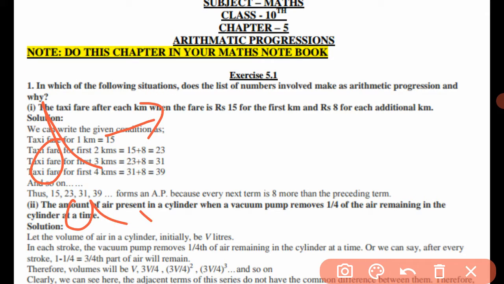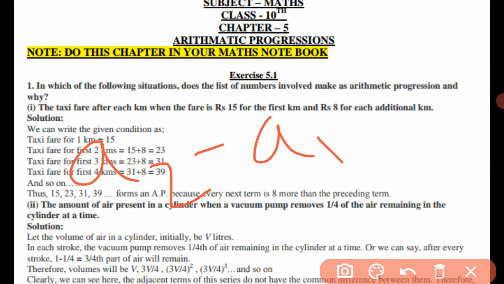a1 is the first term, a2 is the second term, and an is the nth term of the series. For finding the common difference, we will subtract a2 minus a1. So here a2 minus a1 equals d, or common difference equals a2 minus a1. In this first exercise we have to tell about the common difference and first term.